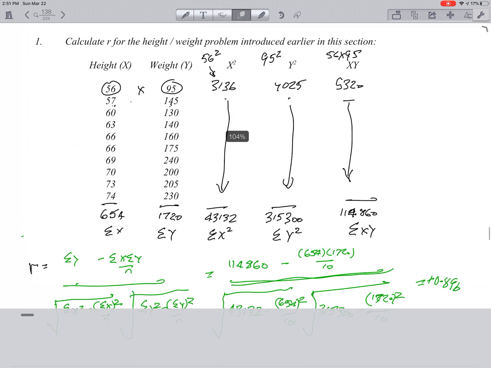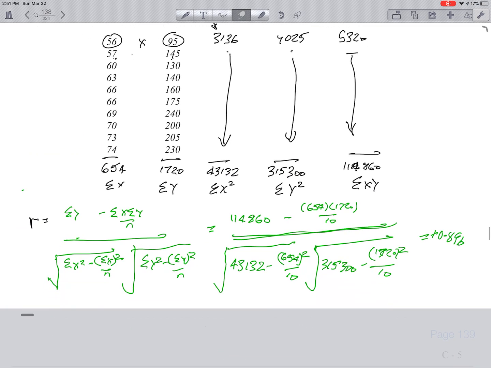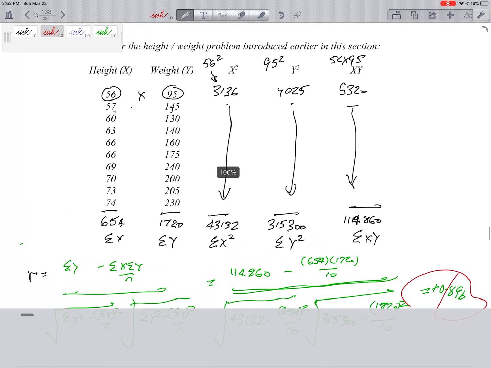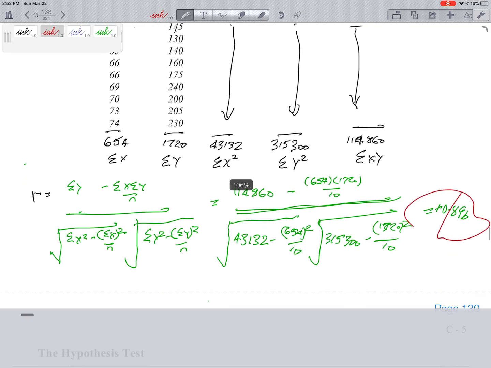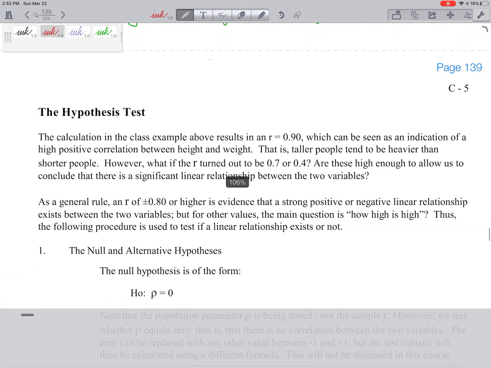We ended up with an R of 0.897 right there. If you didn't understand that, go back and take a look at that first video that we had on pages C1 to C4. So this is looking at the relationship between height and weight, and it's quite a strong positive correlation.